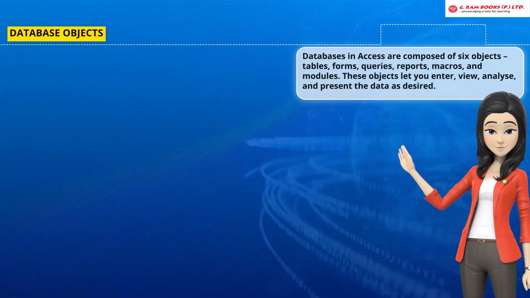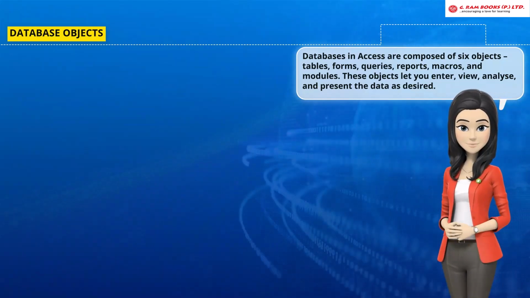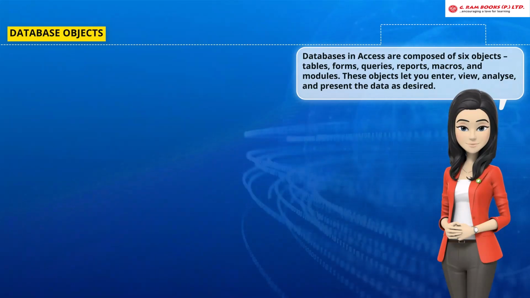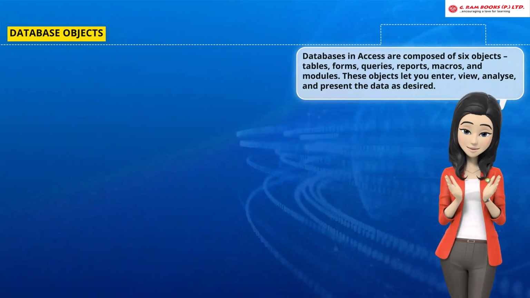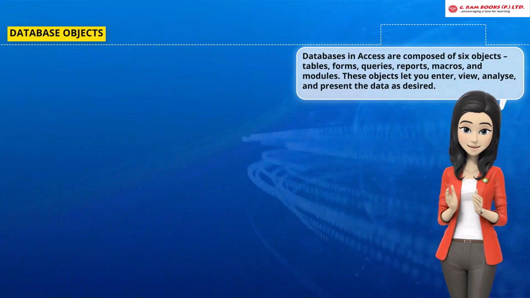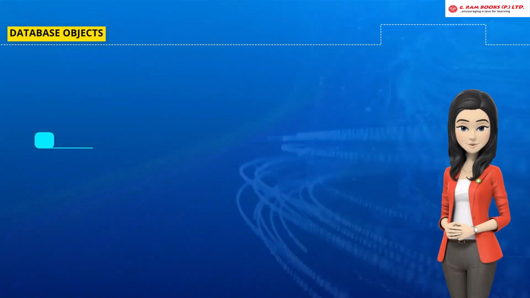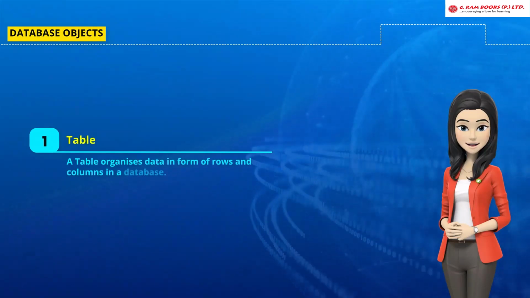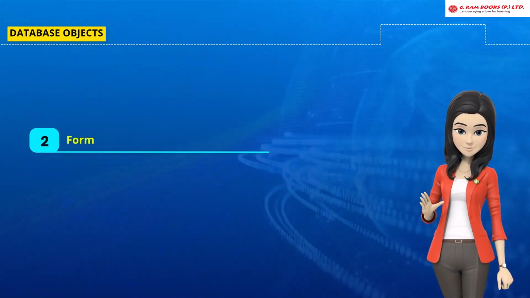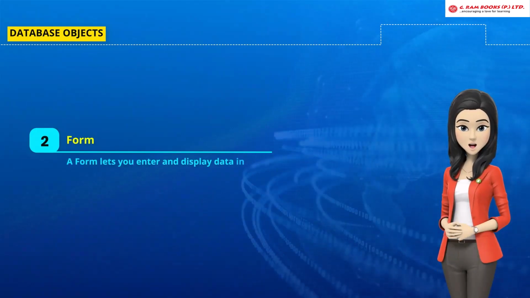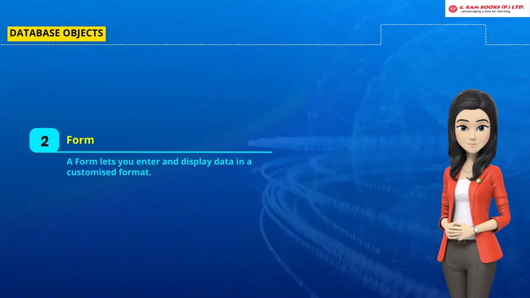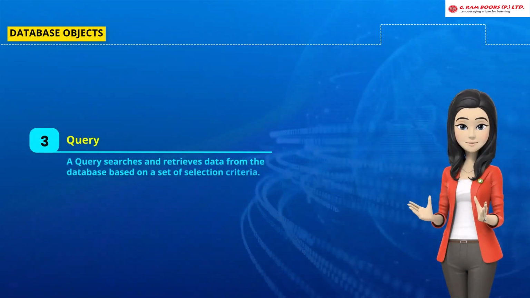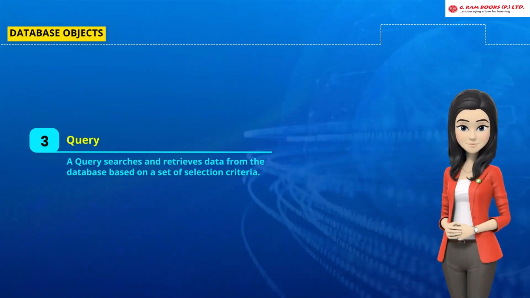Database objects. Databases in Access are composed of 6 objects: tables, forms, queries, reports, macros, and modules. These objects let you enter, view, analyze, and present the data as desired. Table. A table organizes data in the form of rows and columns in a database. Form. A form lets you enter and display data in a customized format. Query. A query searches and retrieves data from the database based on a set of selection criteria.